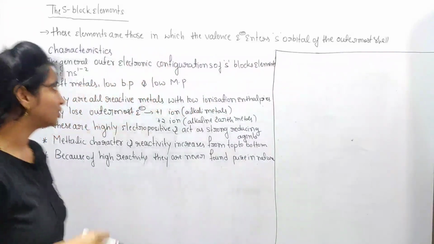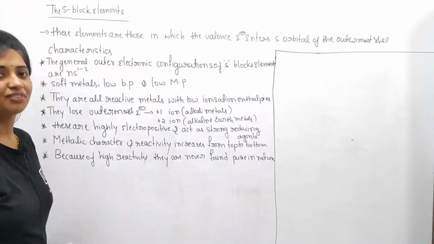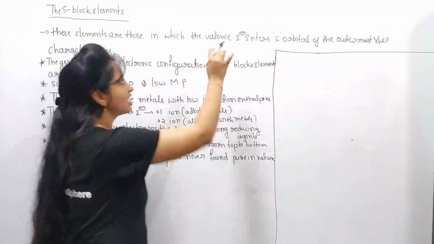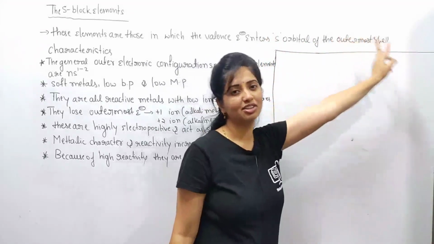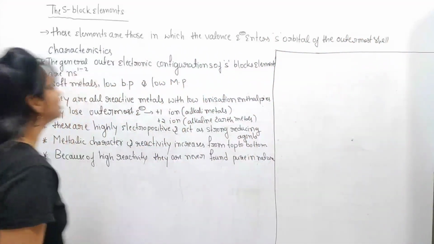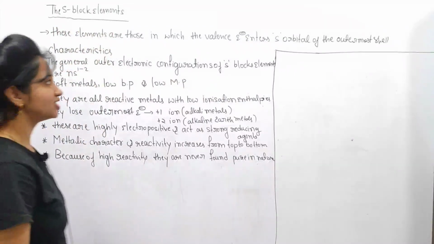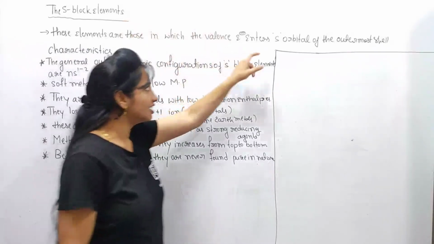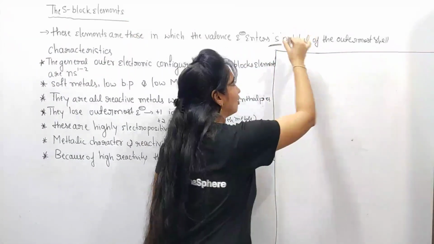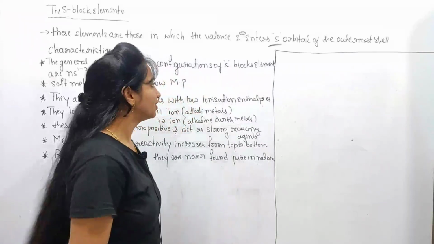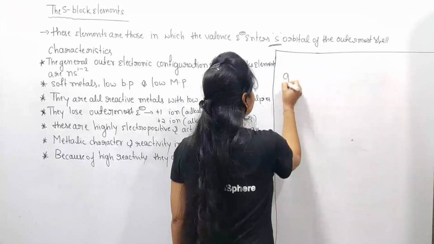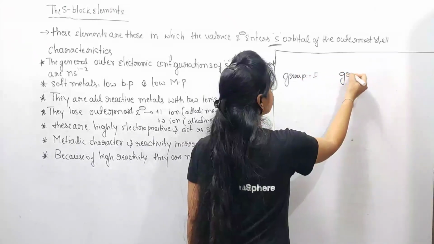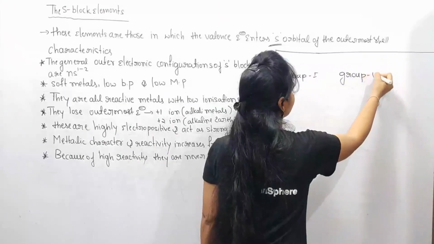And already you know the meaning of S block elements. Once I wish to repeat here. If the electrons enter the S orbital of the outermost shell, those elements are called S block elements. The electrons enter the S orbital of the outermost shell. For example, consider group 1 and group 2 elements, which are called S block elements.